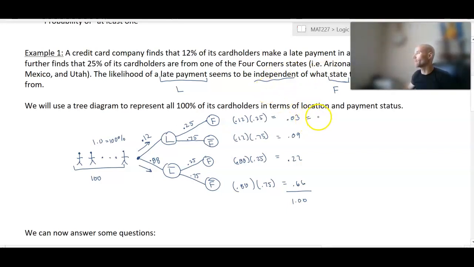These 3%, that's the probability or the percentage of all people who make late payments and who are from the four corner states. These guys are the percentage of all people who make late payments and are not from the four corner states. Percentage of people with no late payment and from the four corners, and this is the percentage of people with no late payment and not from the four corner states. So those are all the possible outcomes. And now this gives us a map of everything. Even if we don't need all of it, it's all there, and we've done mathematical checks to ensure that all our figures make sense.